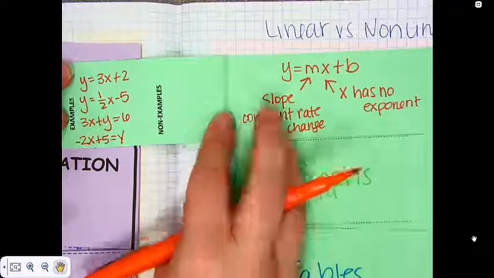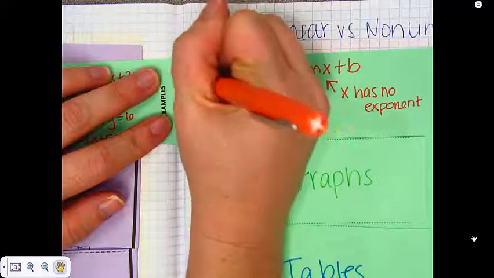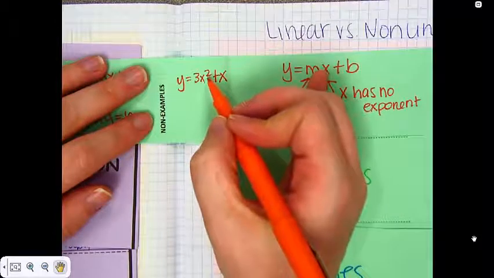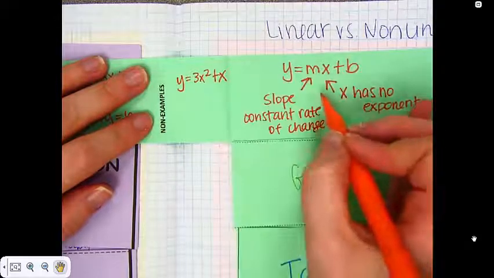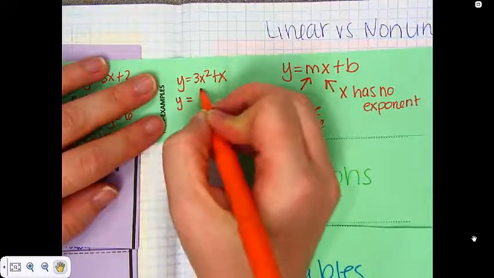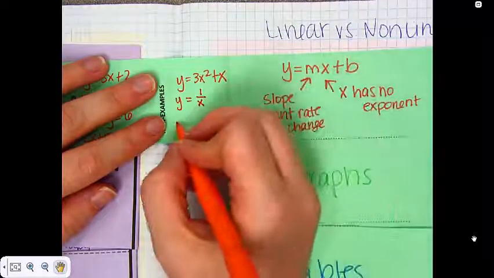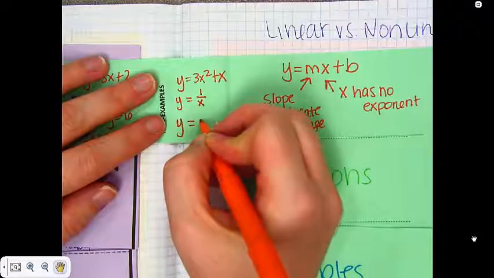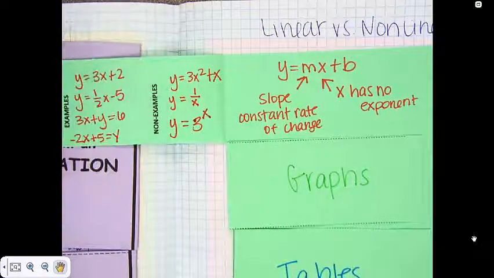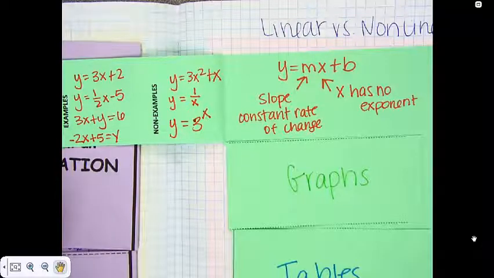Okay, so some non-examples. Well, anything quadratic, right? So we could say y equals 3x squared plus x. This is going to be a quadratic function. X here is raised to the second power, and there's no constant rate of change. Whenever y or x is in the denominator, this is also not considered linear. Or what we talked about before, exponential functions. y equals 3 to the power of x. If x is in the exponent, this is also nonlinear. So if we look at examples, we can see examples of linear equations and nonlinear equations.